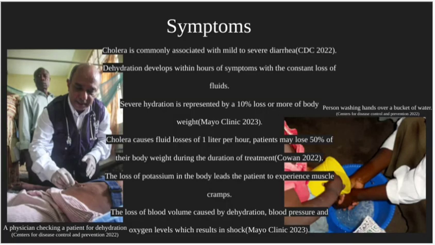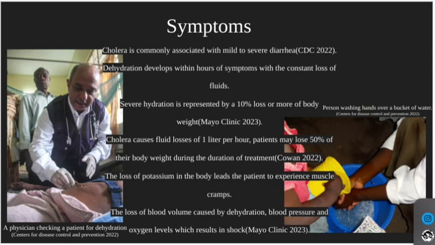Symptoms. Those infected with cholera might not show symptoms right away. Within a few days, the infected begin vomiting and defecating violently. Cholera is commonly associated with mild to severe diarrhea. With the constant vomiting and diarrhea, intestinal contents are lost immediately. Dehydration develops within hours of symptoms with the constant loss of fluids.